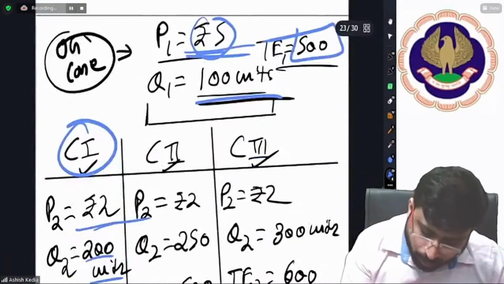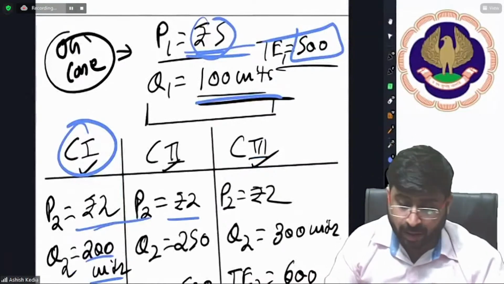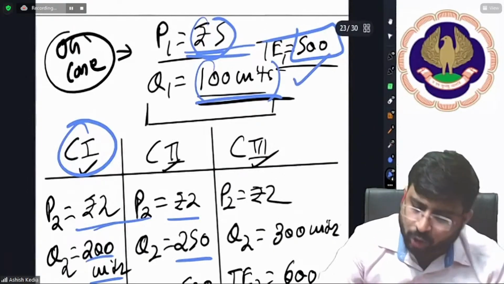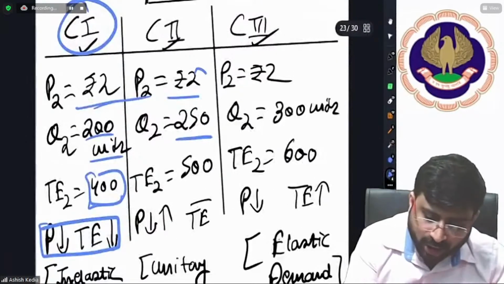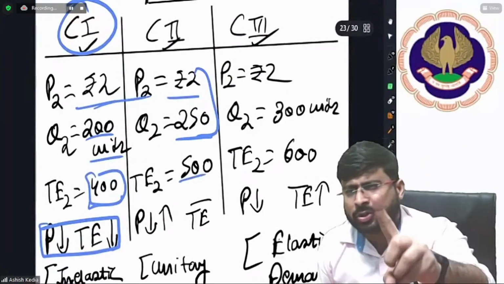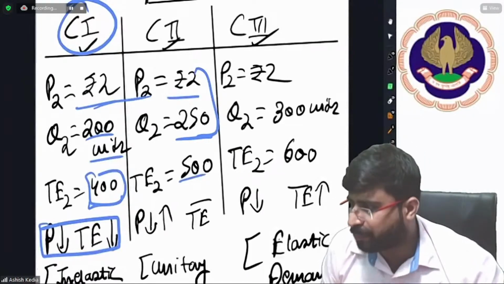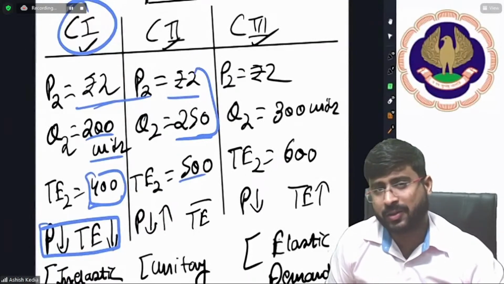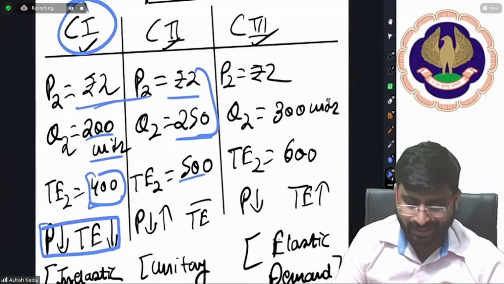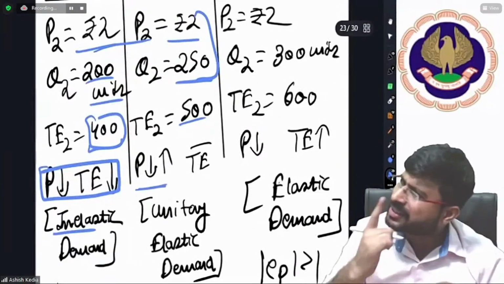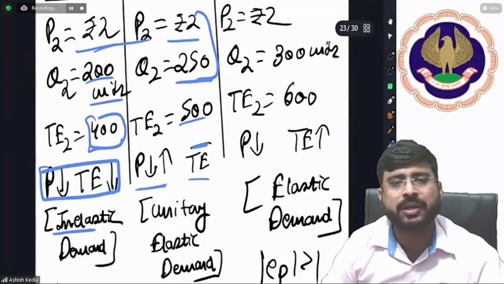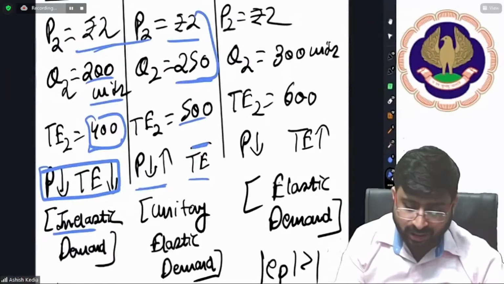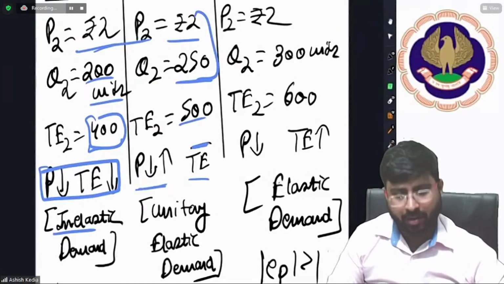Suppose price is 5. Price has gone down to 2 rupees. Again, the same thing. But now quantity has risen from 100 units to 250 units. So original total expenditure was how much? 500. What is the new total expenditure? 2 into 250, again 500. So you will tell me one thing. When there was change in price, did the total expenditure change? No. That is called unitary elastic demand. So whether price rises or falls, it is immaterial to the total expenditure. If total expenditure is not changing even when price changes, that's unitary elastic demand. Okay, sir, we get it.